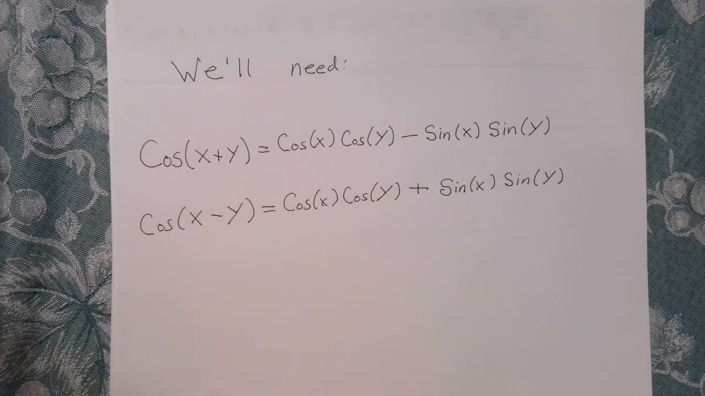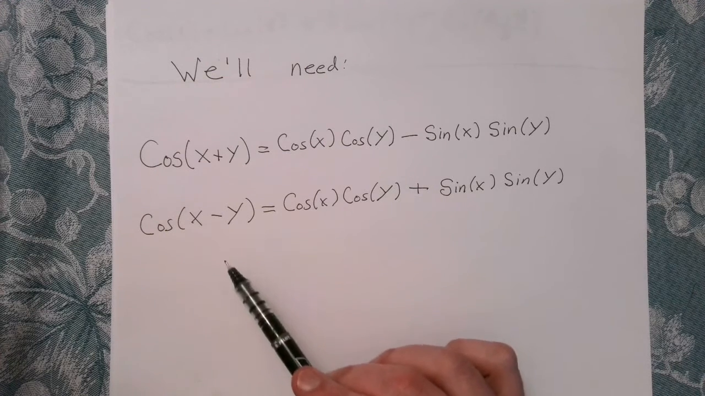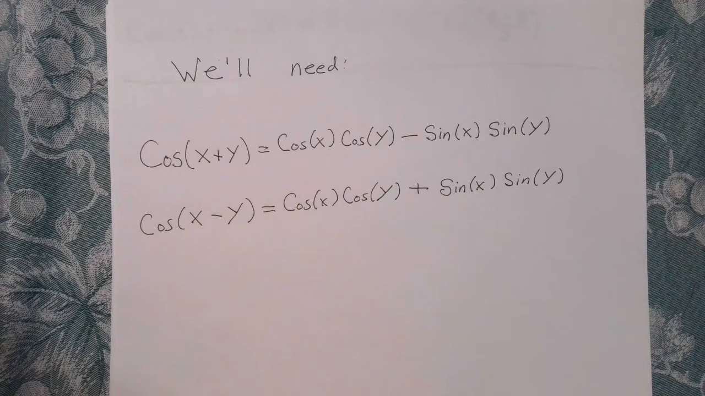And then we need the cosine of the difference of angles formula. So the cosine of x minus y is the cosine of x times the cosine of y plus the sine of x times the sine of y. So with that said, let's check out this problem.